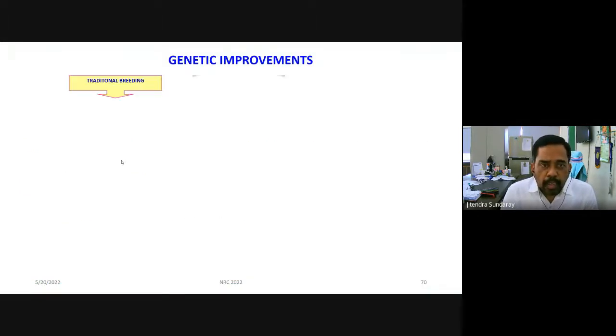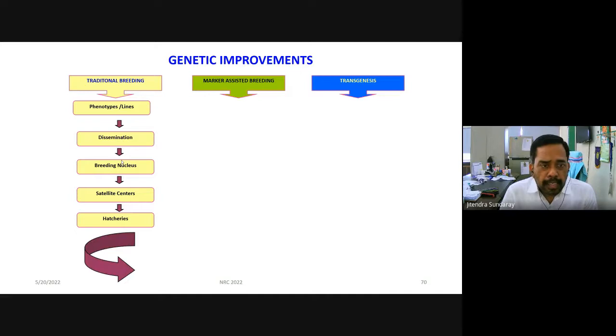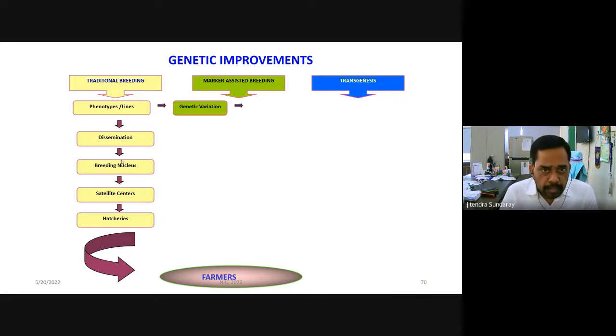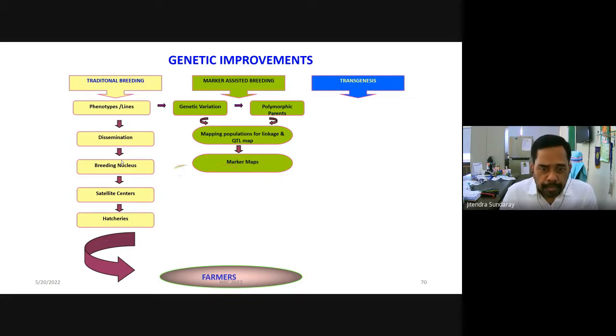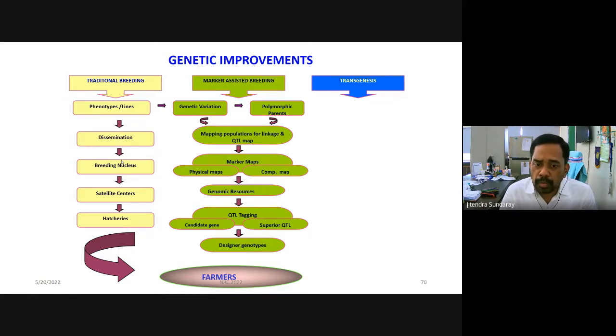So if you summarize everything, we have traditional breeding. You have a phenotype, dissemination, breeding nucleus, satellite center, hatchery. If you have a marker-assisted breeding program, you have a genetic variation, polymorphic parents. So from there, mapping population, linkage and QTL map, marker maps, physical maps, then computational map, genomic resources. Then you have a QTL tagging, and finally you get a candidate gene, superior QTL, and you get a designed genotyping. So this is what is done through the marker-assisted program.